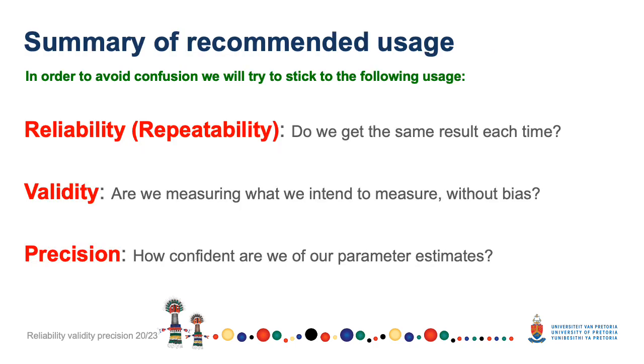In summary, reliability is the same as repeatability. It says, do we get the same test result if we do the test over and over again on the same person? Validity, are we measuring what we intend to measure without bias? Is what we measure close to the truth? And precision, how confident are we of our parameter estimates which we obtain from samples? How confident are we that this is in fact the truth?